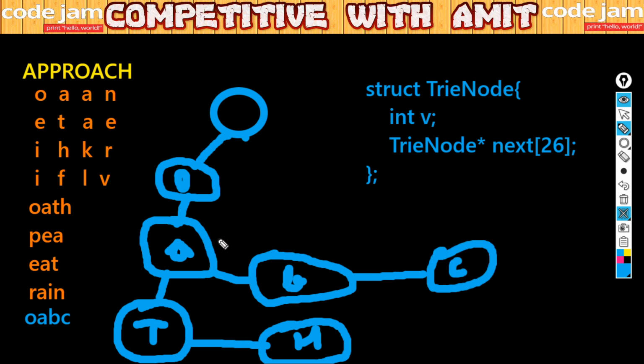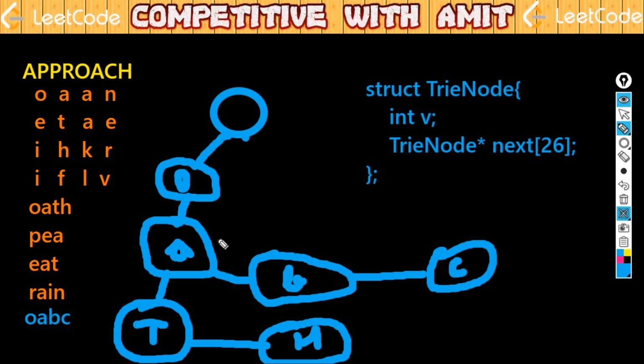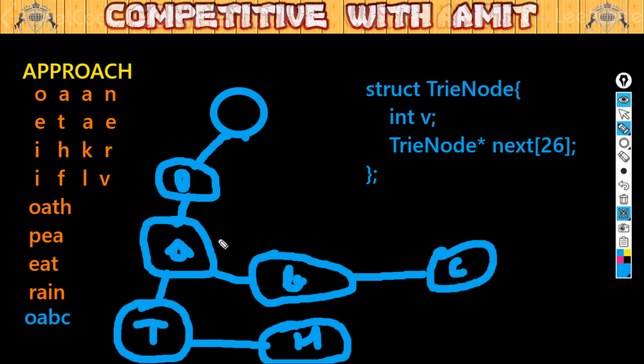So this is the explanation of how we will create this Trie node. After that the coding part comes, how we will insert using code. So we'll look at that part.